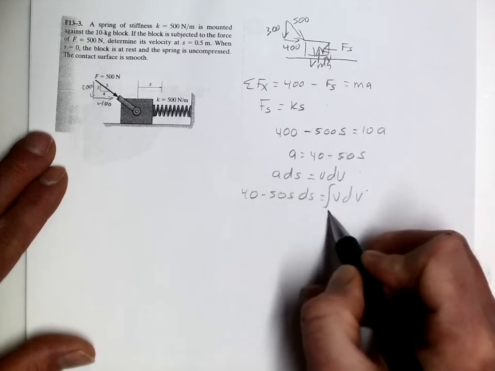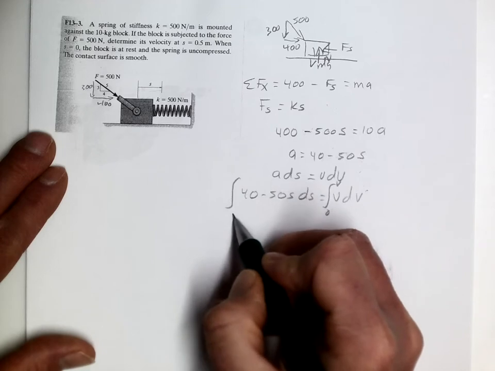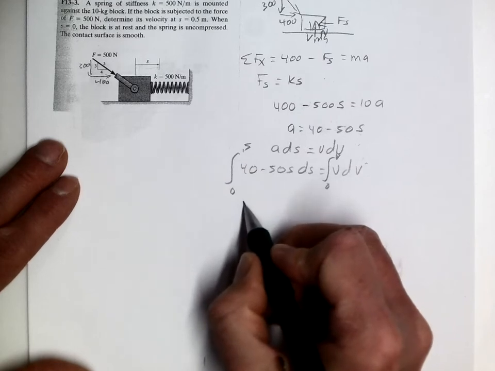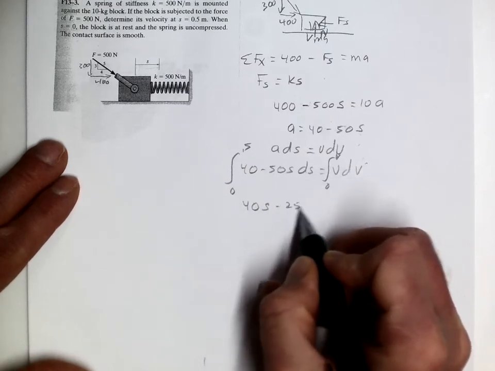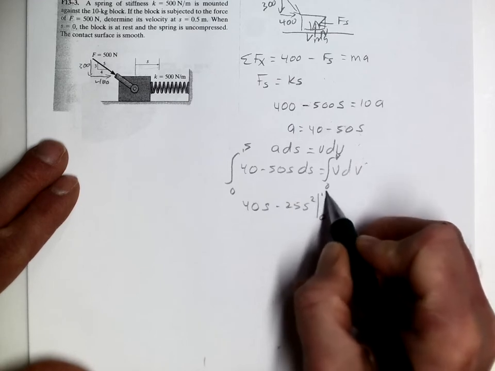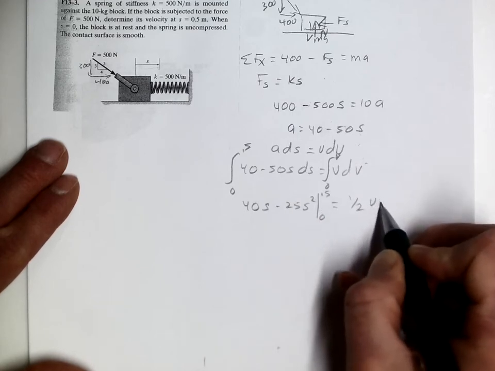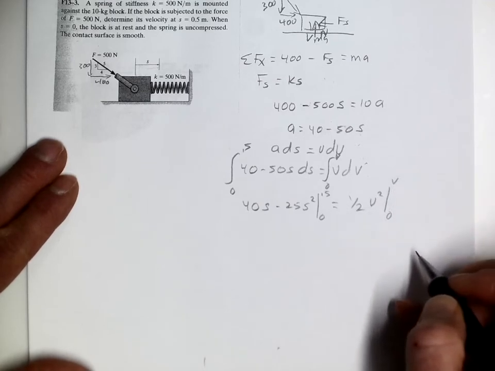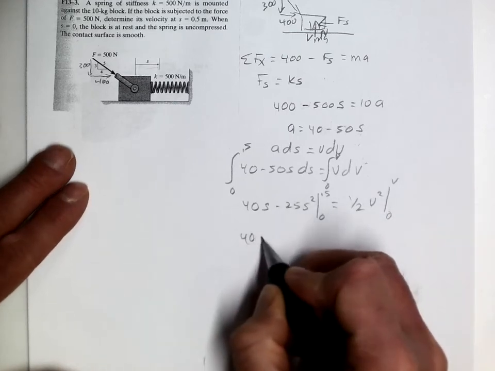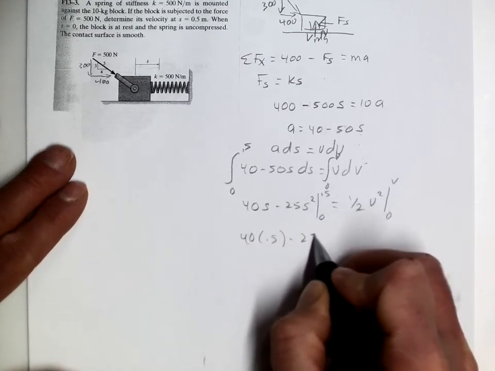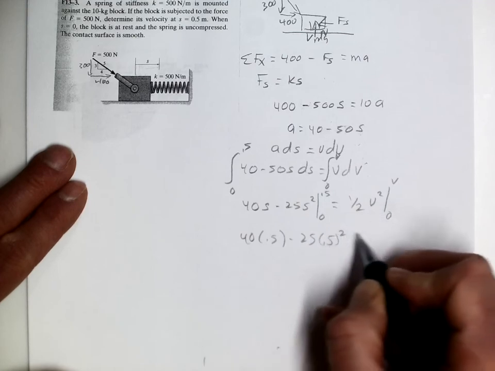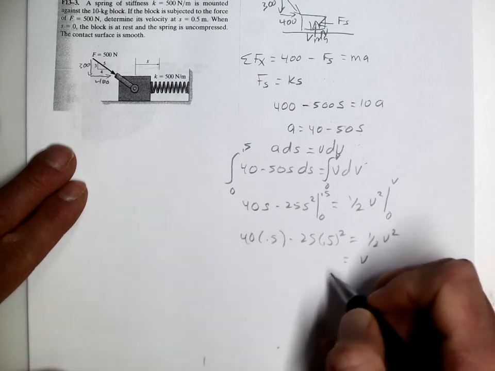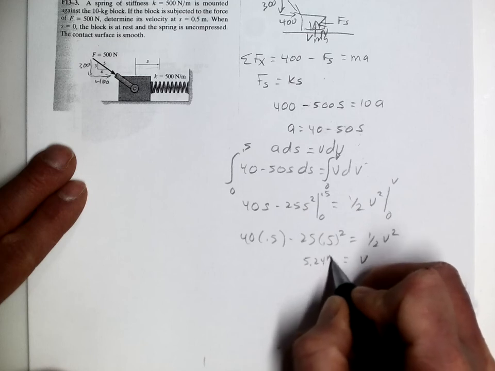We'll integrate this from 0 to v, and we'll integrate this from 0 to 0.5. The integral is 40s minus 25s squared from 0 to 0.5 equals 1/2 v squared from 0 to v. So 40 times 0.5 minus 25 times 0.5 squared equals 1/2 v squared. So v equals 5.24 meters per second.